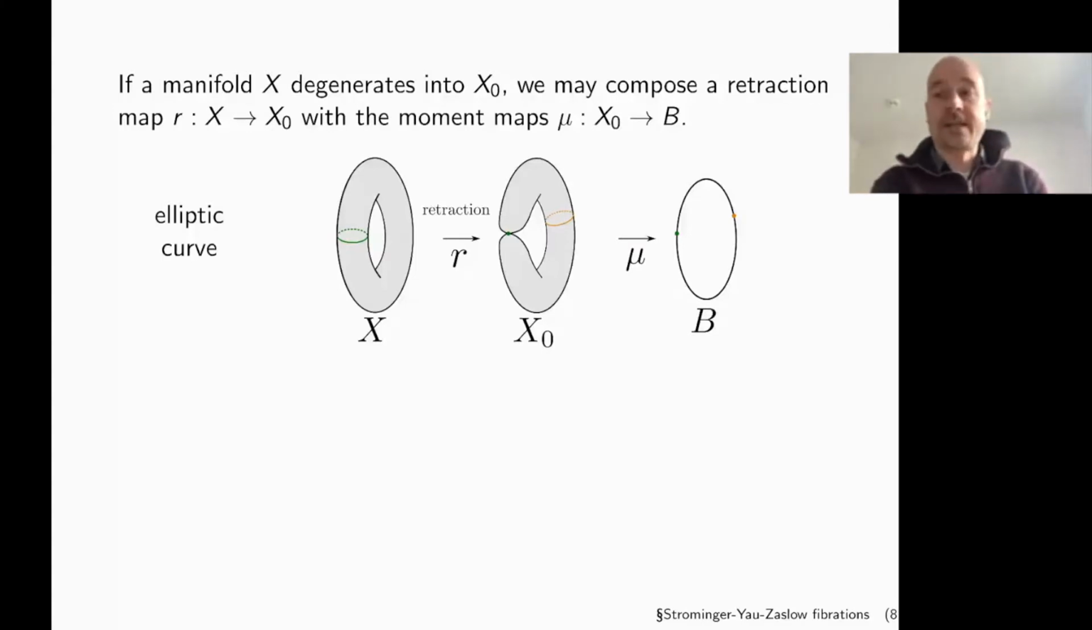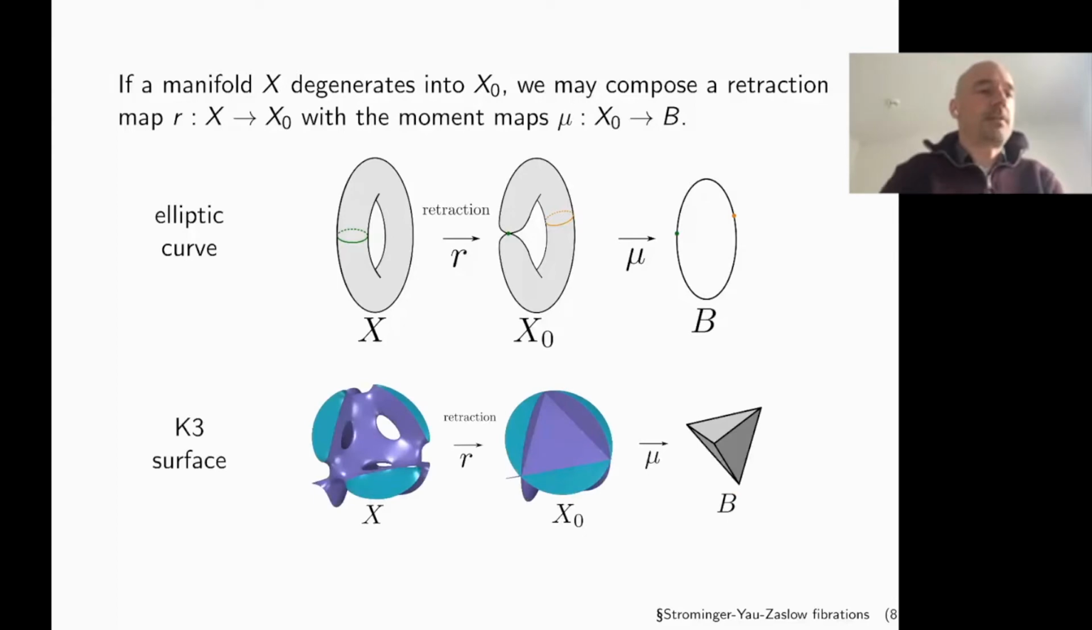But I can also do this in higher dimensions. Here's a K3 surface situation. I started with this smooth K3 surface, sketched here by its real picture, you see. And then I degenerated into the union of hyperplanes by a retraction map. And I can then compose with the union of these moment maps, which then maps to the boundary of the tetrahedron. It's important the tetrahedron is not filled, it's just the boundary. Because I'm gluing three triangles along the boundary, so that it becomes a two-sphere. Topologically, I'm mapping here a K3 surface to a two-sphere.